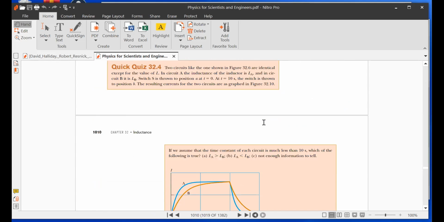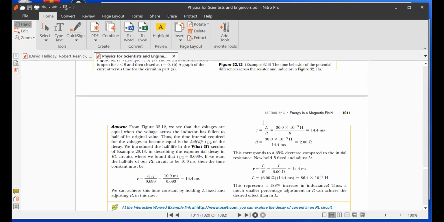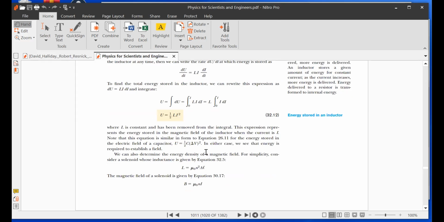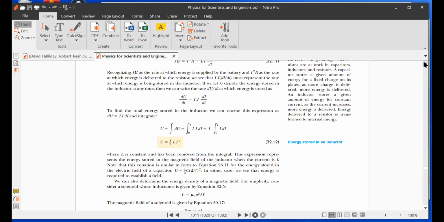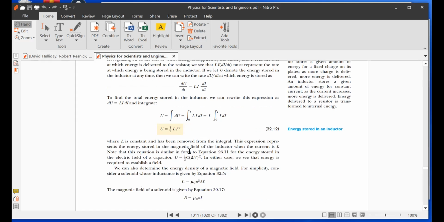This is similar to this RC circuit, this RL circuit. Energy in the magnetic field, or energy in the inductor. The energy inside the inductor, the potential energy, is equal to a half times capital L, I squared.